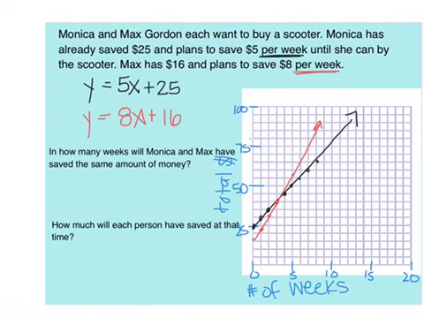So the first question asks, how many weeks will Monica and Max have saved the same amount of money? The point where they cross is this point right here, and that actually ends up being 3 weeks in. At that point, if I count up my scales, I get $25, $30, $35, $40 in their bank account. So at 3 weeks, they're each going to have $40.